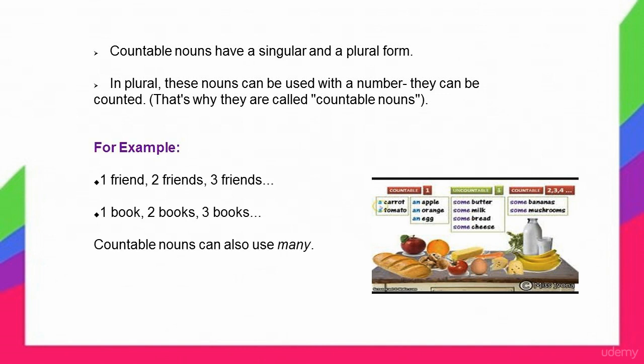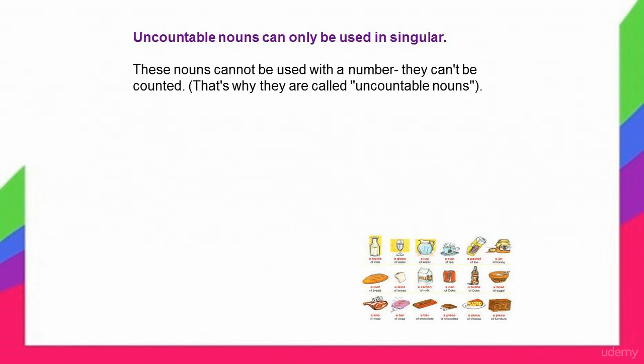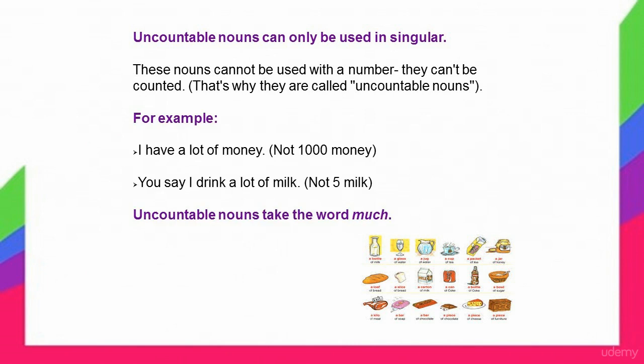For example, 1 friend, 2 friends, 3 friends. 1 book, 2 books, 3 books. Countable nouns can also use many. For example, 100 friends is many friends. Uncountable nouns can only be used in singular. These nouns cannot be used with a number. They can't be counted. That's why they are called uncountable nouns.